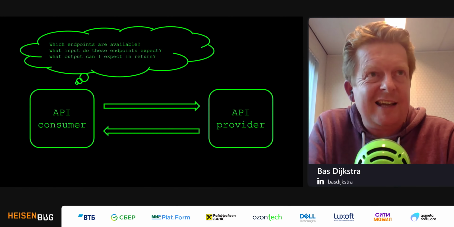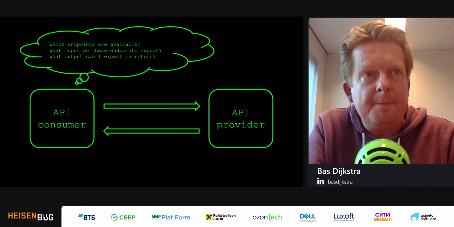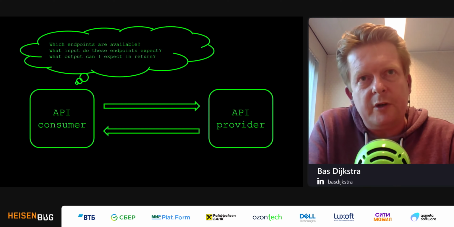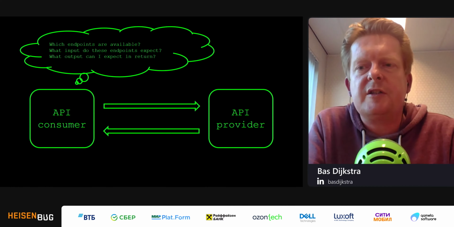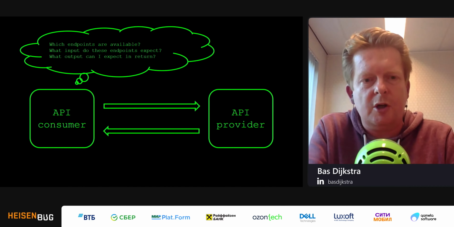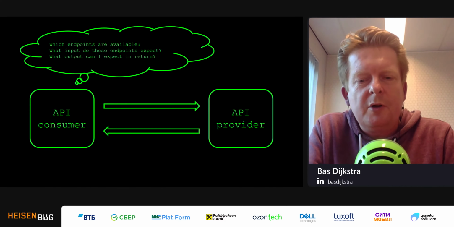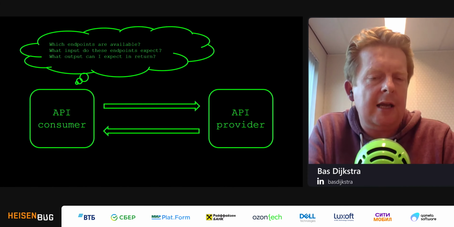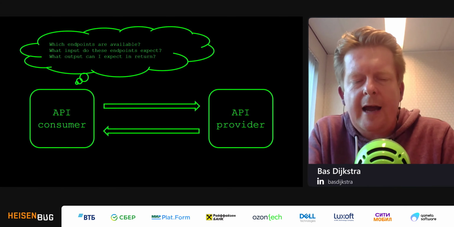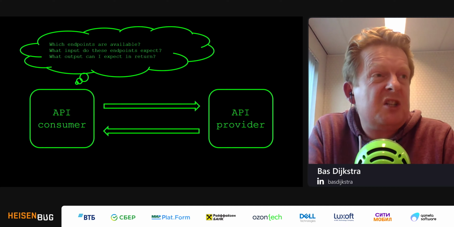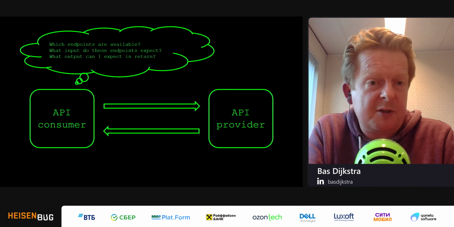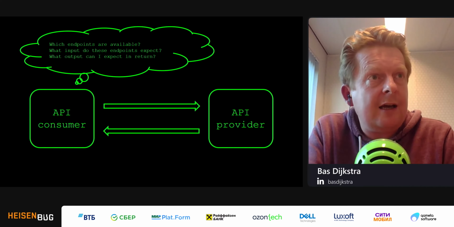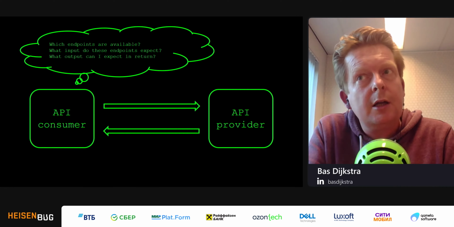The way contract testing works, and especially consumer-driven contract testing, which is the more popular approach in contract testing and also the approach that we're going to look at in this workshop, is that the consumer defines their expectations about how a provider behaves in contracts. And how a provider behaves can mean: which endpoints does the provider expose? What input do these endpoints expect? So what does the request need to look like?